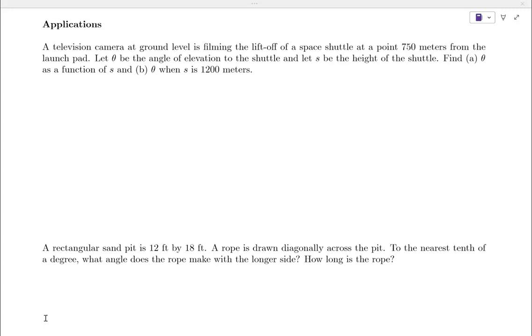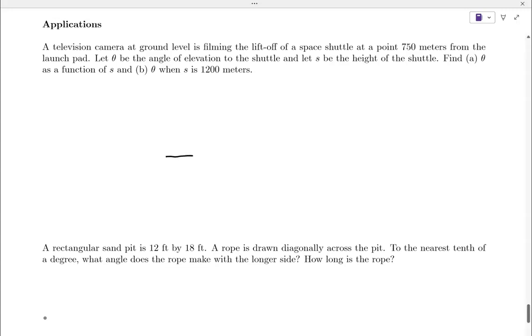We've done applications where you've been given the angle and find a distance out of the triangle. But this one's going to give you pieces of a triangle and then asks you to figure out an angle. So, let's look at this first problem where they got a shuttle liftoff being filmed by a camera. It's 750 meters from a launch pad. The first part tells you that you're going to let theta be the angle of elevation, and s is the height of the shuttle.